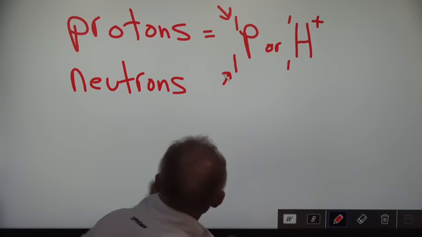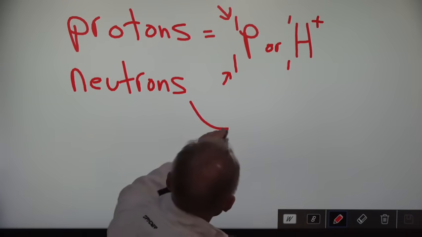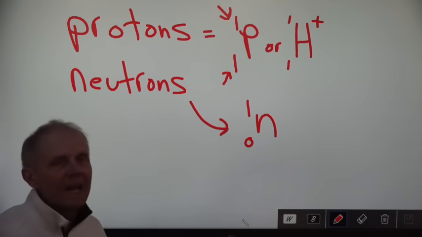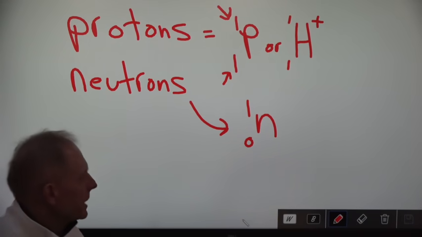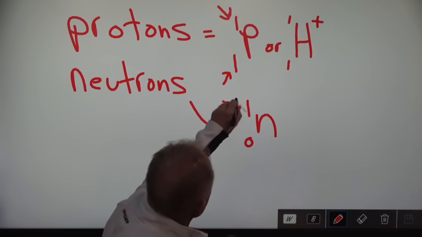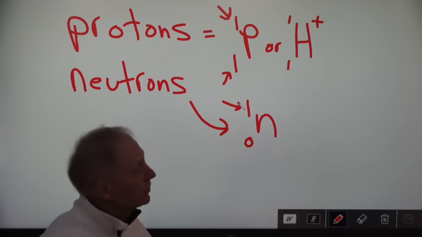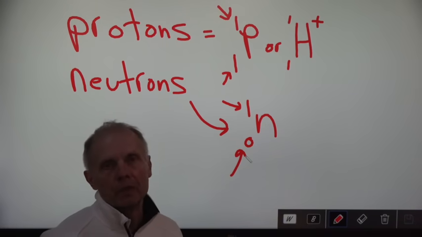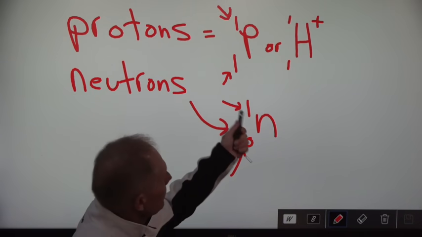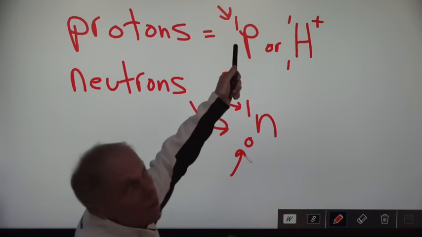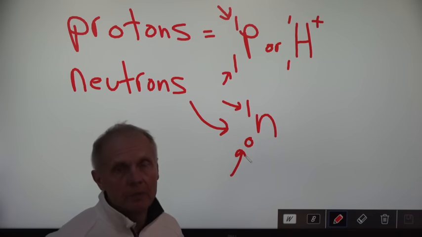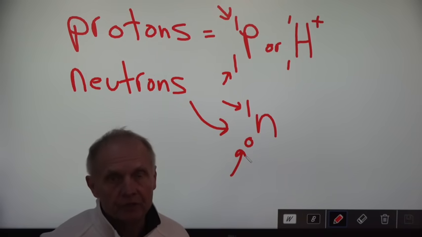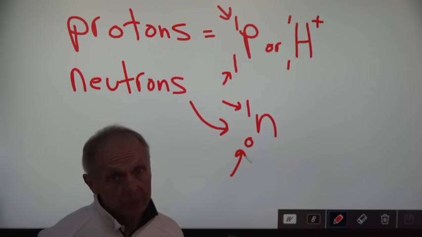Neutrons. Neutrons, N10, which means the neutrons are found in the atomic mass, but they are not found in the atomic number. Okay? So neutrons are found in the atomic mass, protons are found in both atomic mass and atomic number, and electrons, they're not in the nucleus. So we're not really going to talk about them right now.